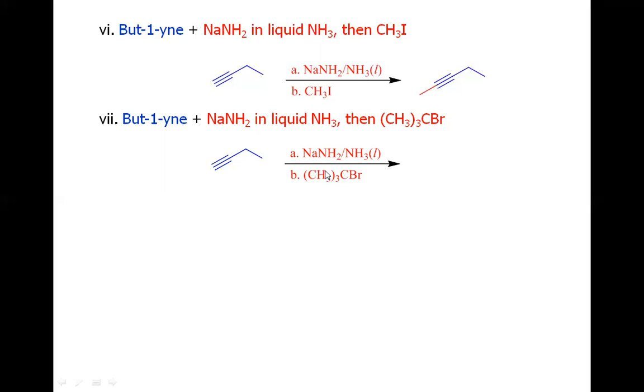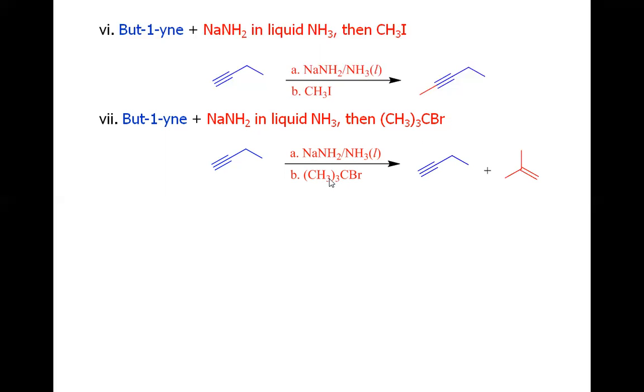This carbon is surrounded by three methyls and a bromo, and the other carbon was surrounded by three hydrogens and an iodo group. So hydrogens obviously have much less space requirement. It was no difficulty for this acetylide anion to attack that carbon, but this time this carbon will not be attacked. So what will happen? This time, one of the methyls, because the three methyls are the same, any of the methyls' hydrogen will be pulled off by this acetylide ion, and this acetylide ion will regain its starting material, that is this but-1-yne.